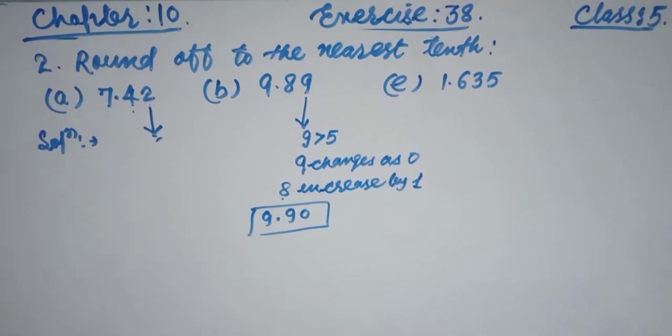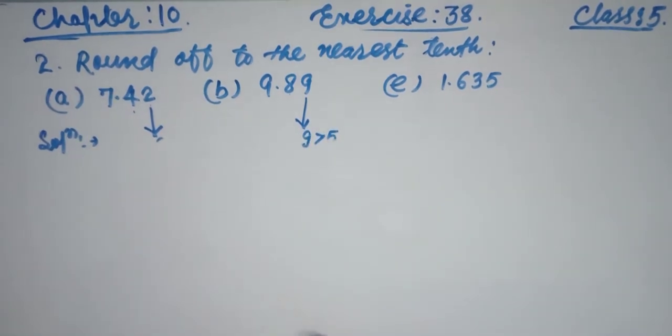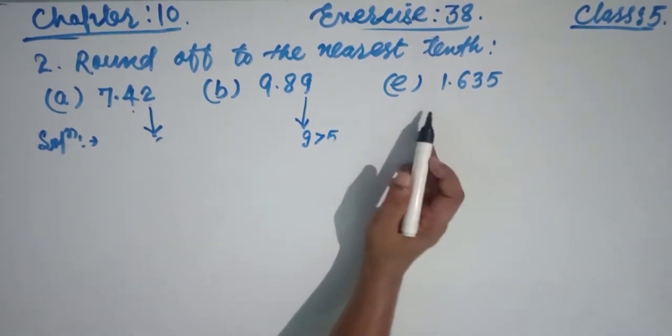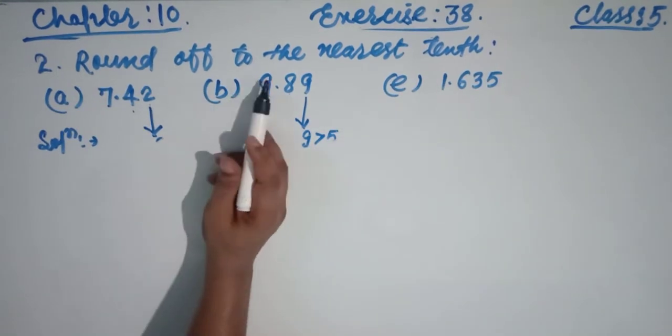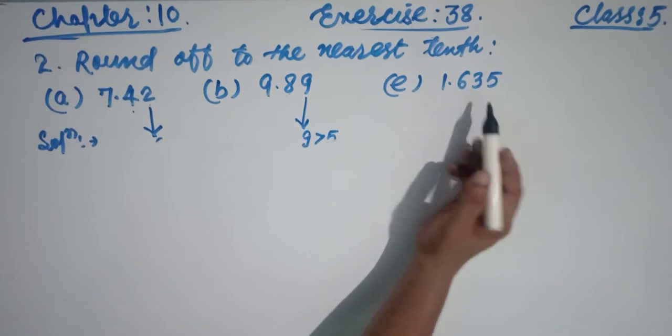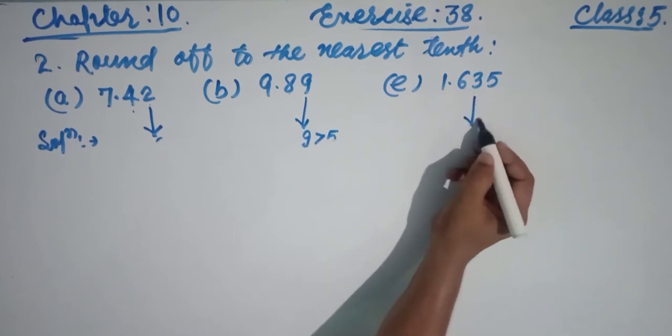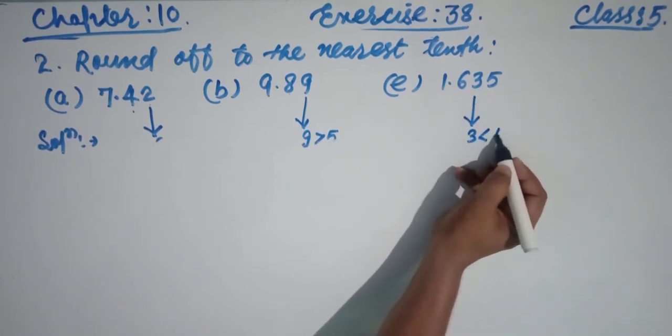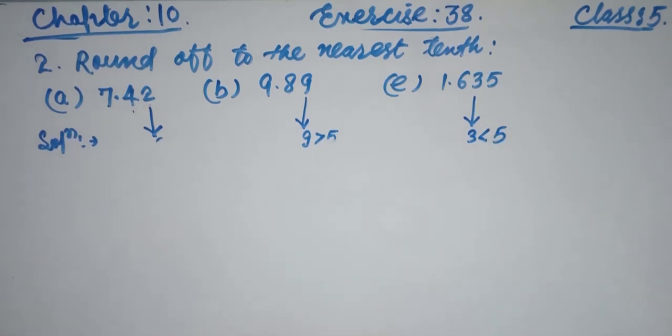Now the third one, this is E. Here, friends, look at, we have to round off to the nearest tenth. So now this is the 10th and this is the 100th. Now see, friends, this is the 100th place. This is 3, friends, which is less than 5. So now, friends, this 3 changes to 0.